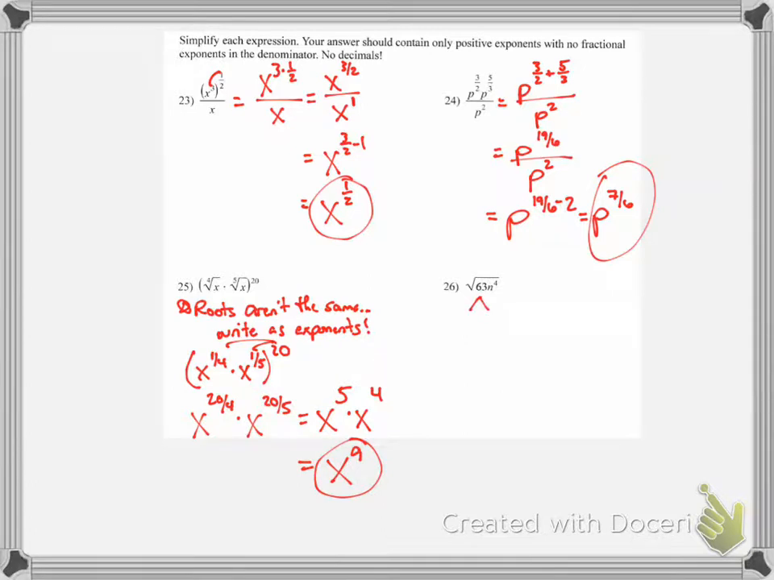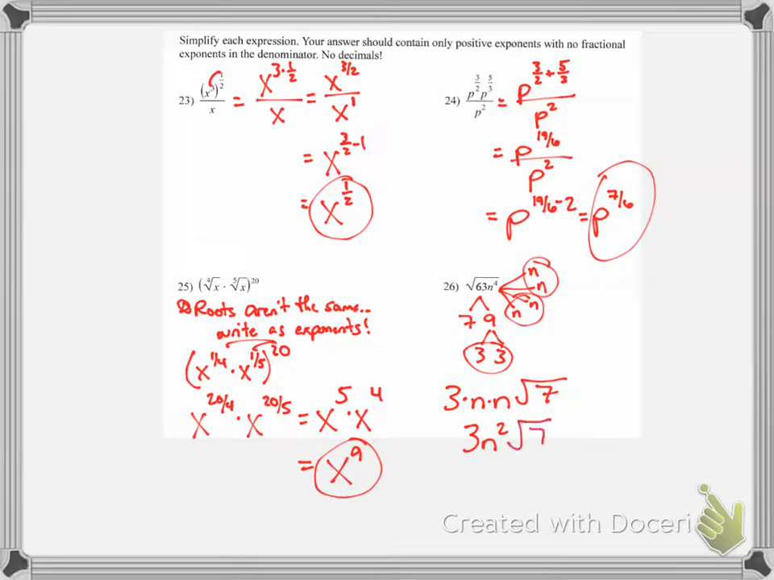So we're going to break apart the 63 into 7 and 9. 9 becomes 3 and 3. If you want, we can break the n's apart if you want to draw that out visually. So we're looking for pairs. I see a pair of 3s and 2 pairs of n's. All the pairs come out front. All the leftovers go under the root. The only leftover I have is a 7. I would combine what's out front by multiplication. So that becomes 3n squared times the square root of 7.